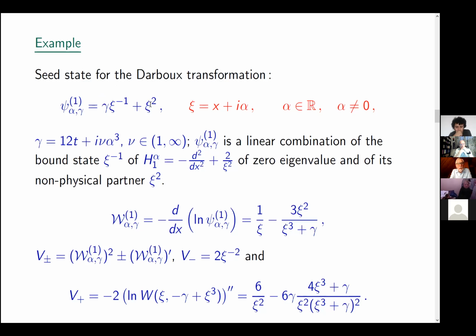Then we can generate, via Darboux transformation, in a usual way, first the corresponding superpotential, which has the explicit form shown here, and then we obtain two related potentials. One potential corresponds exactly to the simplest Calogero model, and another potential is given by such a potential.